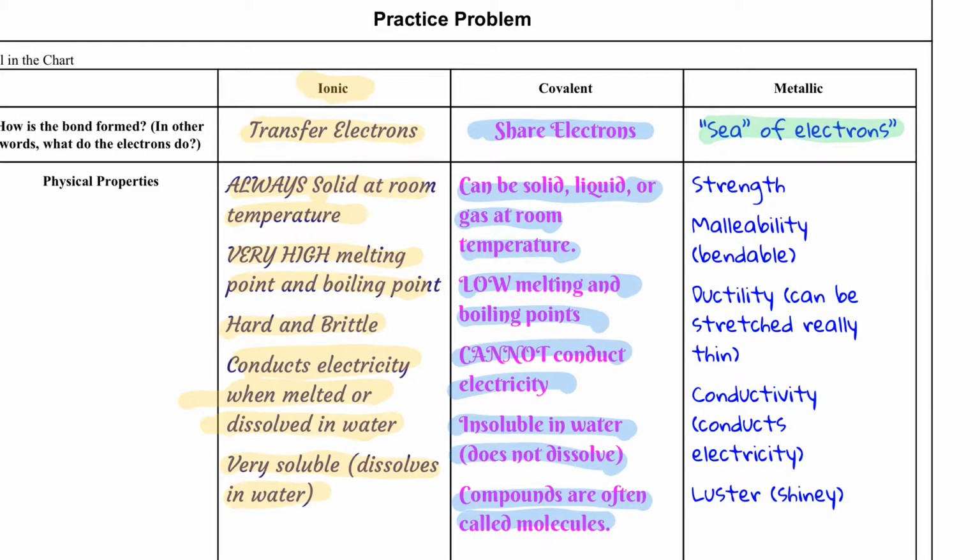With metallic bonds, the physical properties are incredible strength. They're malleable, which means that they are bendable. Ductility, which means can be stretched really thin. Think about the copper wiring in your house. And they conduct electricity in all states, so it can be solid, liquid, or gas, and those conduct electricity. And then luster, they're shiny metal objects.